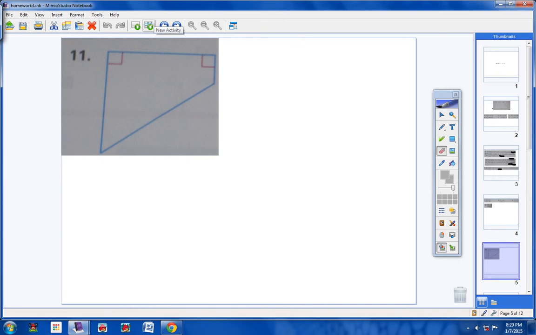The directions say each figure has at most 1 pair of parallel sides. Decide whether the figure is a trapezoid. If it is a trapezoid, is it an isosceles trapezoid? So the only thing we know is we have exactly 1 pair of parallel sides, okay? Now, obviously, in this figure here, the parallel sides are here and here. So do we have a trapezoid? Yes, we do have a trapezoid, okay?